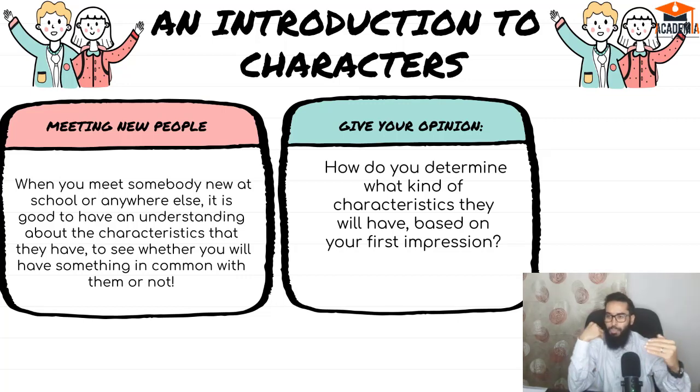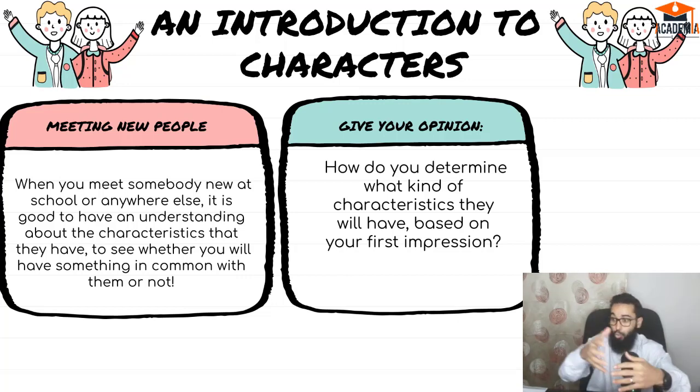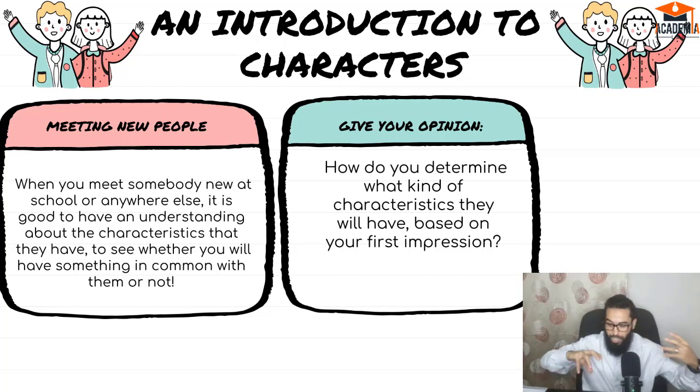What this means is that when you meet someone new at school or anywhere else, you want to know what you have in common. Do they play football just like you do? Do they like gaming just like you do? Or do they just like reading books? Maybe you do like reading books as well. So you've got these different characteristics.